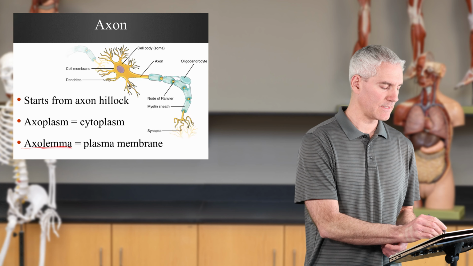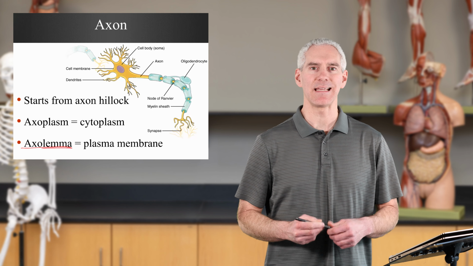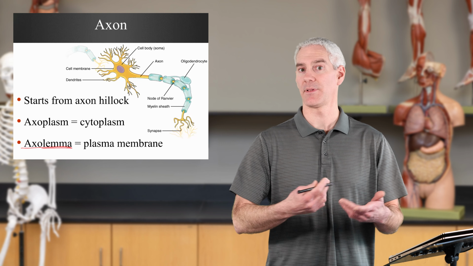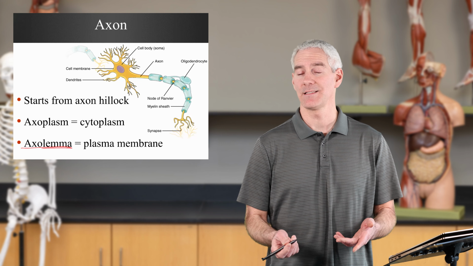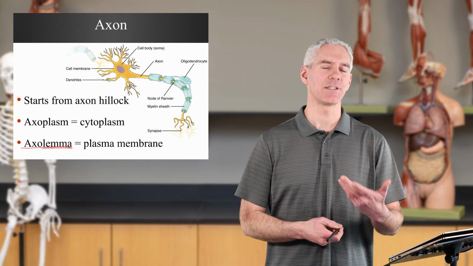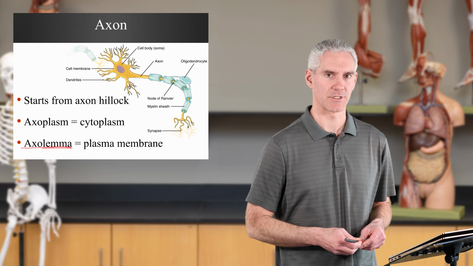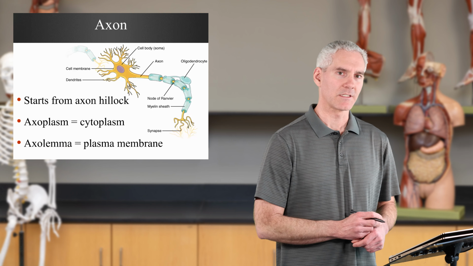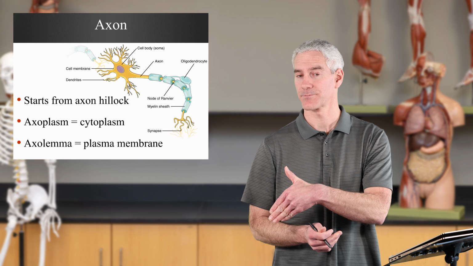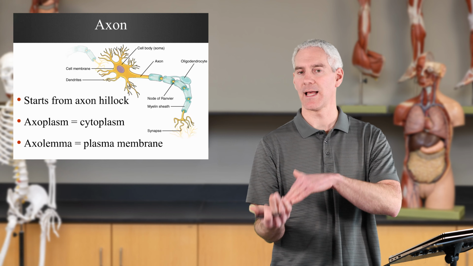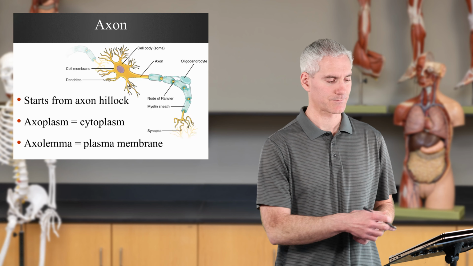We then have the axolemma. The axolemma is the same thing as the cell membrane or the plasma membrane. But again, since it's on the axon, it has a unique term to it as far as how the function is going to work a little bit. So axoplasm, cytoplasm, axolemma, plasma membrane or cell membrane.